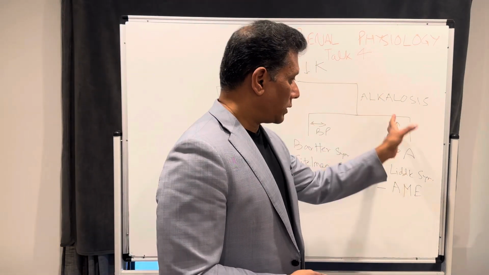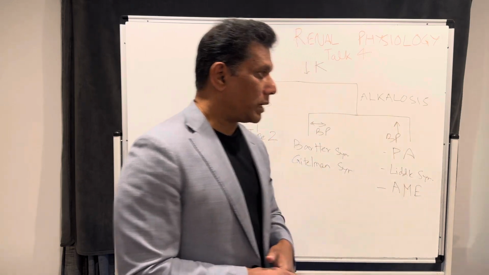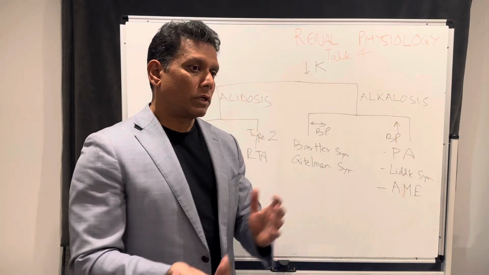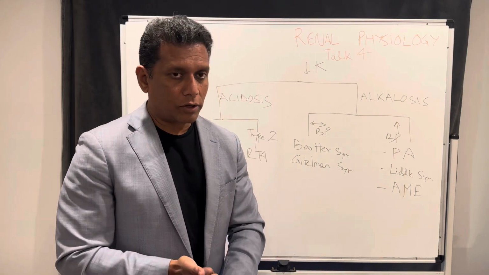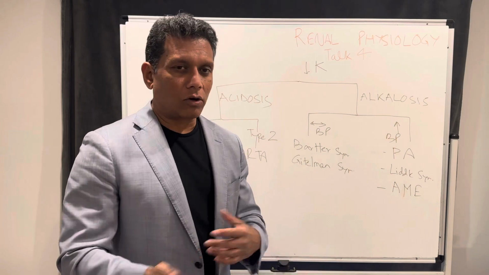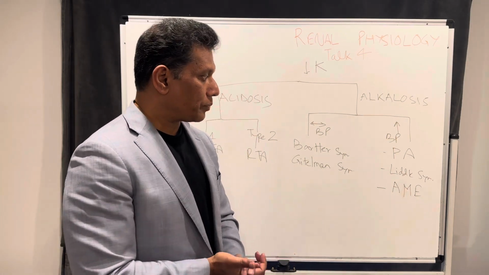Hypokalemia with alkalosis with high blood pressure: the biggest group here is primary aldosteronism, when you're just making too much aldosterone. You're reabsorbing sodium and water follows, and therefore you're hypertensive, losing potassium and losing hydrogen, so you're often alkalotic and a bit hypokalemic as well.